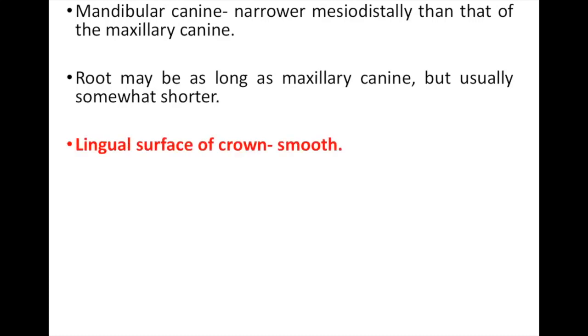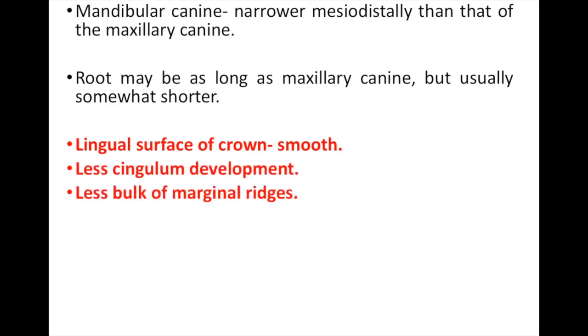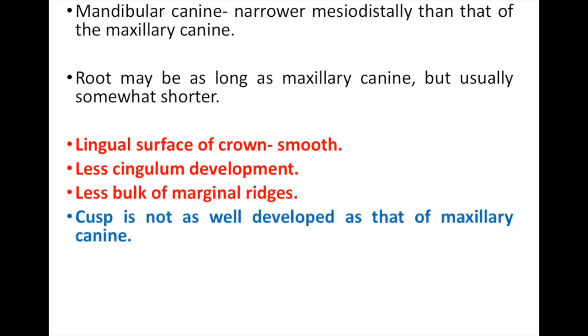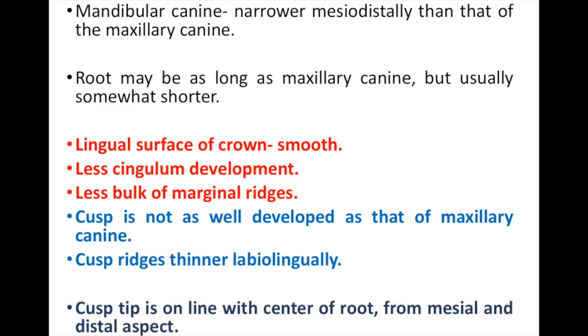Lingual surface of crown is smooth. Cingulum is less developed. There is less bulk of marginal ridges. The cusp is not as well developed as that of the maxillary canine. Cusp ridges are thinner labiolingually. Cusp tip is in line with center of root from mesial and distal aspect.